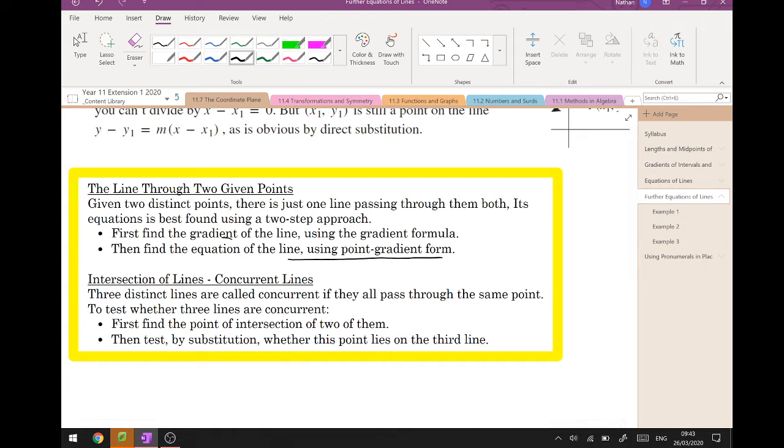Now the last thing that we're going to be talking about is concurrent lines. So 3 distinct lines are called concurrent if they all pass through the same point. So to test whether the 3 lines are concurrent, first find the point of intersection of 2 of them, then test by substitution whether that point lies on the third line. Okay, and that'll be a lot clearer when we do our examples.